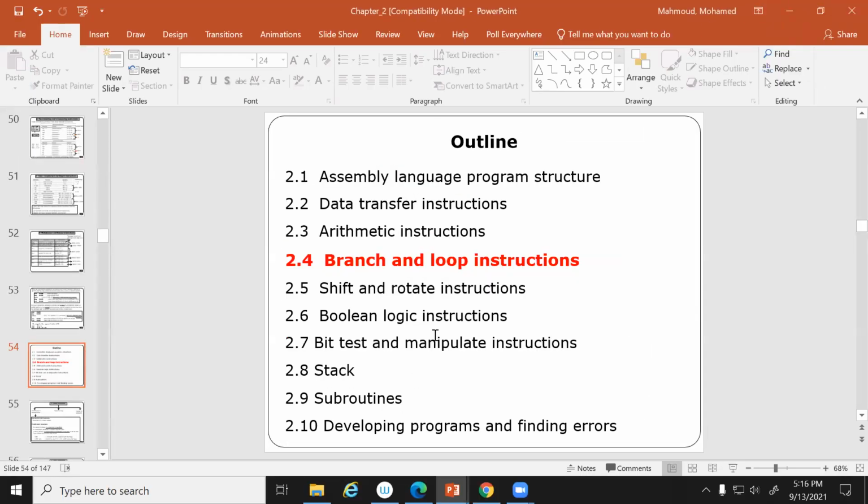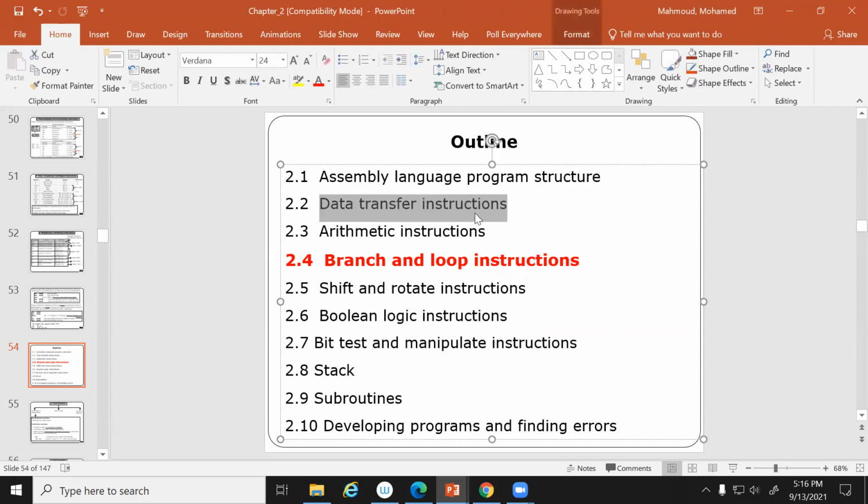Again, before you leave, the quiz is going to be on data transfer instructions. The lab is going to be about data transfer. The first part of the lab is about data transfer instructions. The second part is going to be addition and subtraction. Please, guys, for labs, do the pre-lab before you come. You are not going to have enough time to think about the lab when you come to the lab. So you have to do the pre-lab before you come.